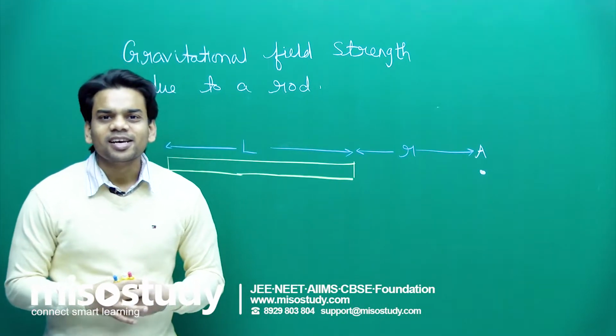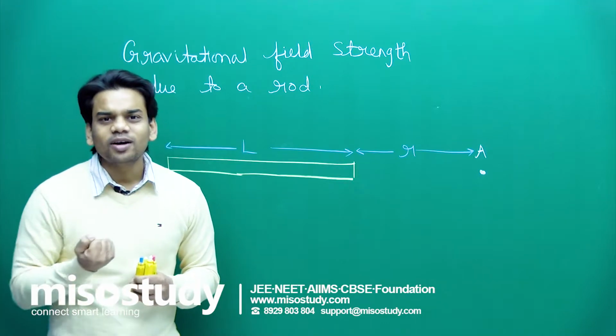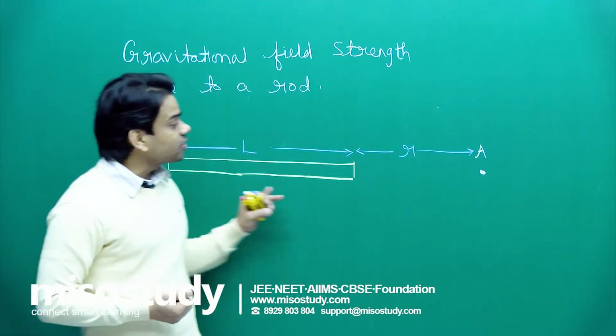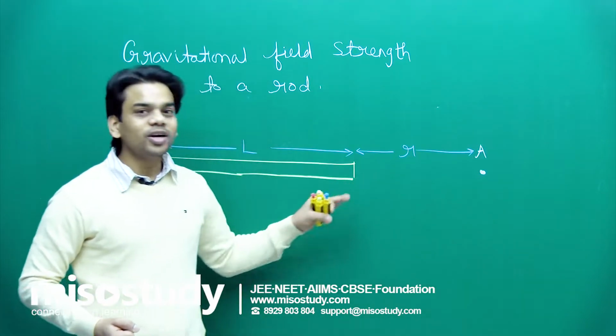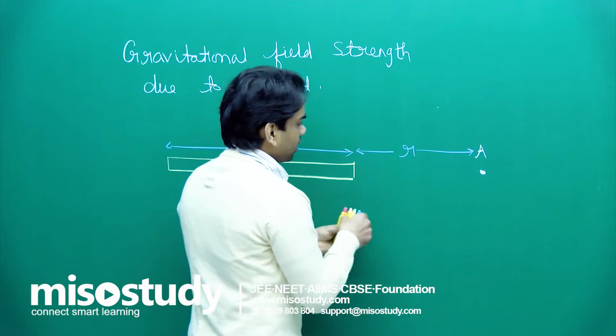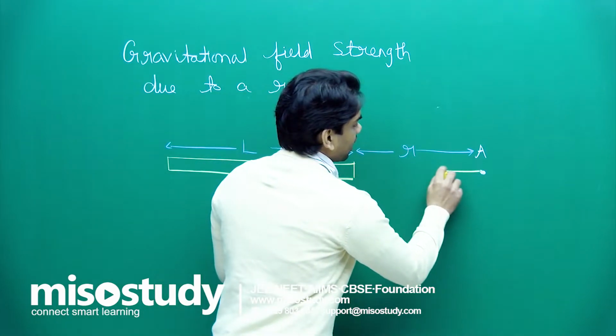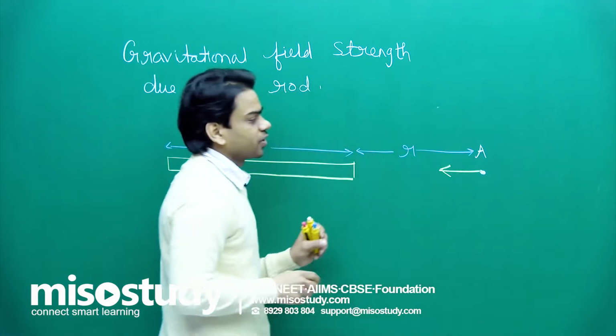As I have told you, gravitational field strength is a vector quantity. It has direction, and its direction is always towards the object. So the gravitational field strength at point A due to the entire rod will be directed towards the rod. I am showing you with this arrow sign. This is the value of gravitational field strength.